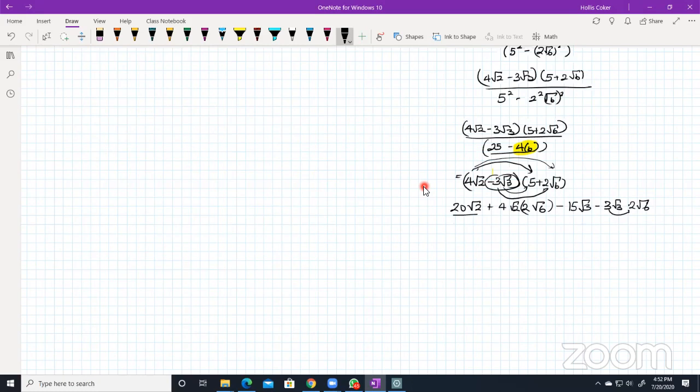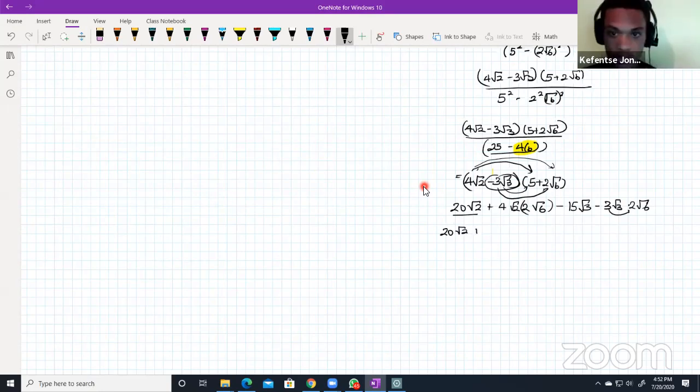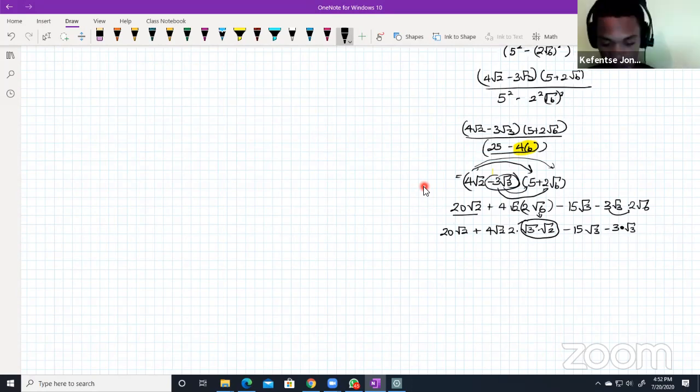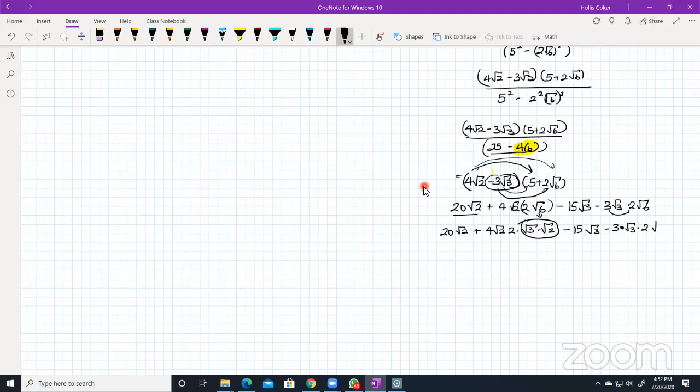Right, so there's 20 root 2 here. What we'll do is take the 6, and every time we see 6, we break it up into 2 and 3. So you say 20 root 2 plus 4 root 2 by 2 by root 3 by root 2. This root 3 by root 2 is the same as root 6, right? Minus 15 root 3 minus 3 by root 3 by 2 by root 6. But root 6 is root 2 by root 3. Make sense? Yes, sir.